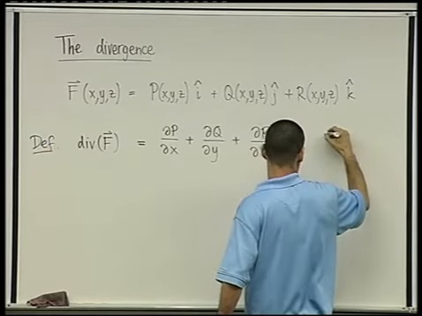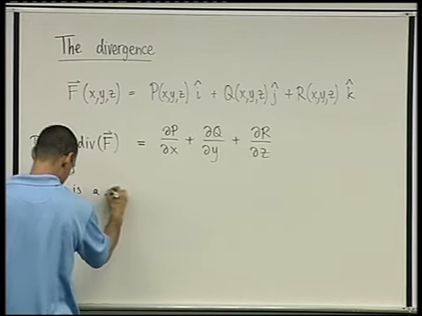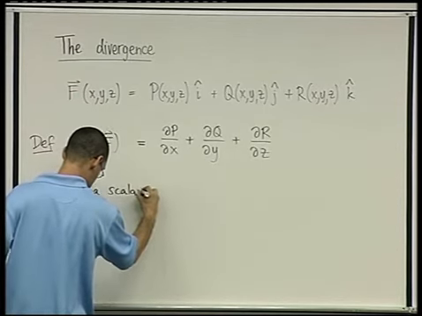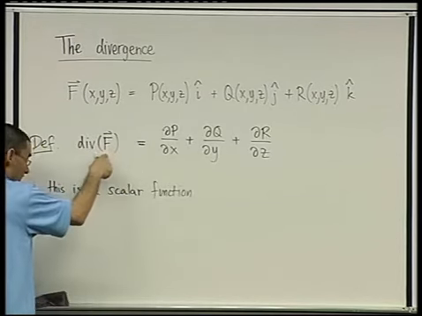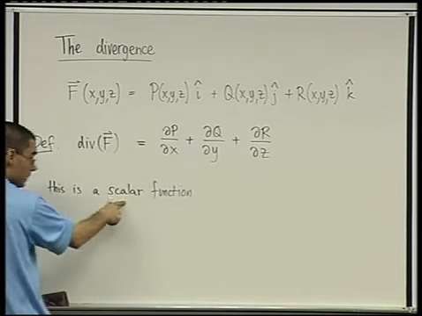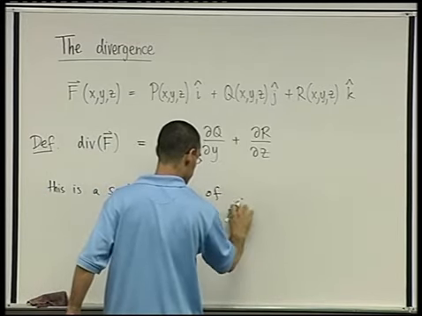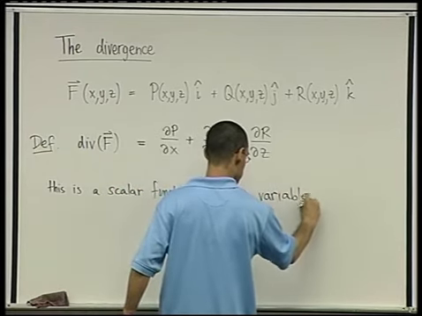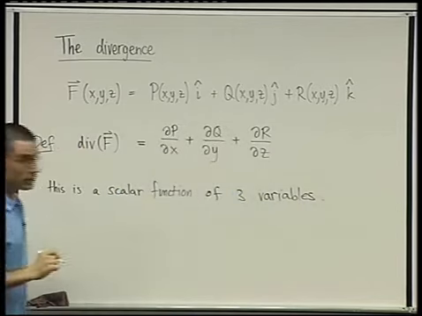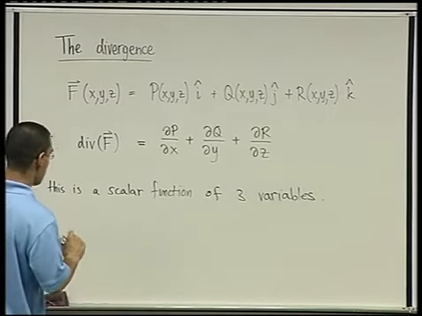Let's emphasize that. This is a scalar function. So the divergence of a vector field is a scalar function of three variables. Okay, is that clear? Okay. And some more notation.